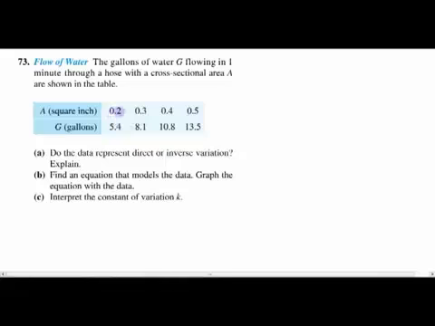So here we have A increasing and G increasing. And so we know that it's going to be a direct model. So the explanation is that as A is increasing, then G is increasing.